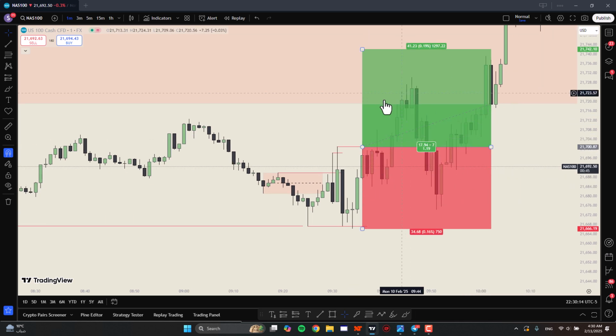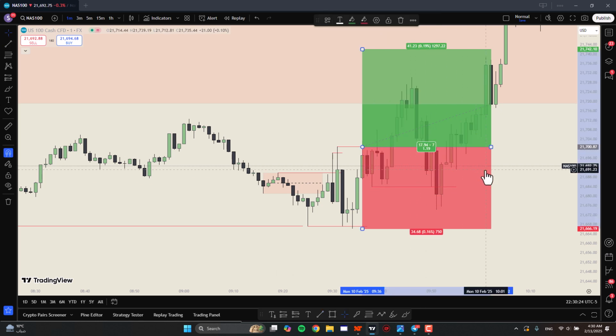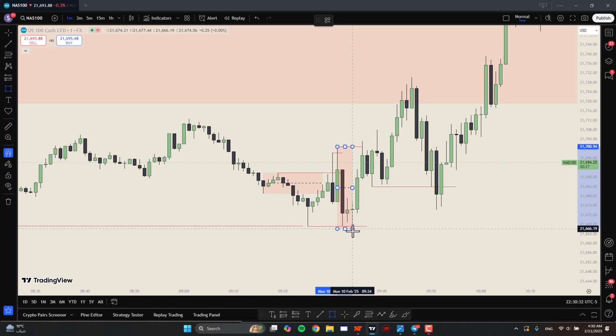So after I saw this break of structure here with candles, I didn't want to move my limit here or my stop loss here, because we can easily see this sweep, right? And also this block is unmitigated here. So that's the first mitigation of it. So I left my stop loss here.